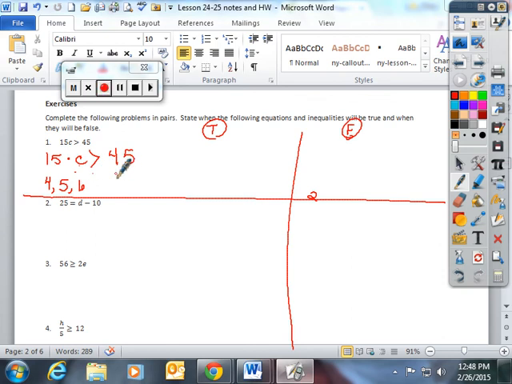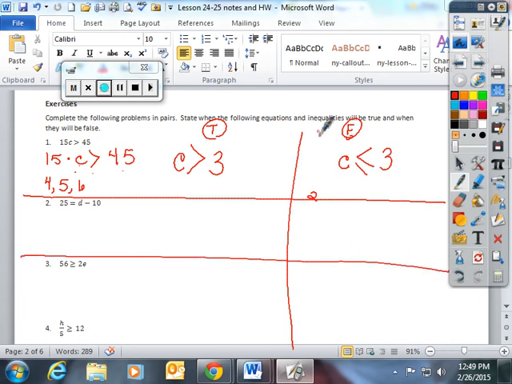So we worked on writing inequalities when this would be true and when this would be false. This inequality is true when the variable c is greater than 3. Okay? It can't be 3, but it could be 3.1, it could be 3.2, 3.3. This inequality is false when c is less than or equal to 3. Okay, so then I'll do one more example like we did in class today.